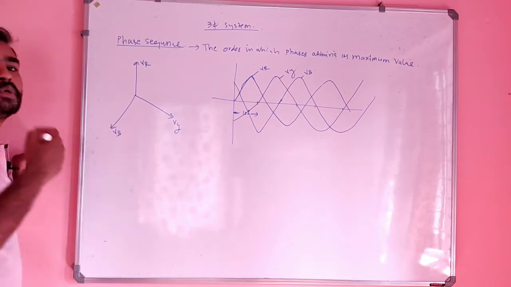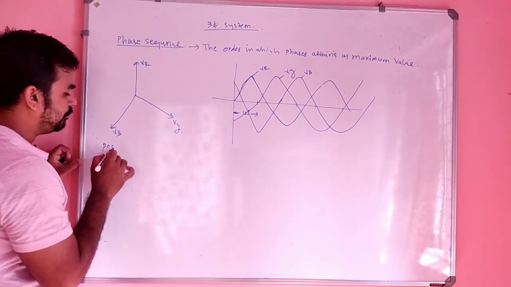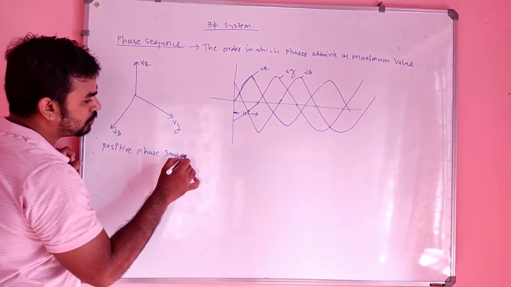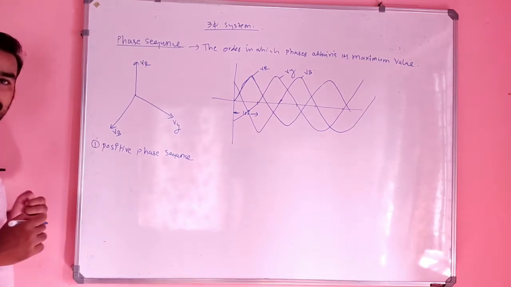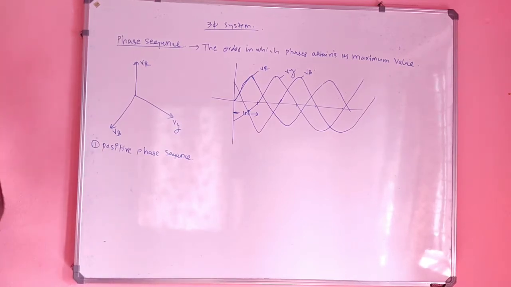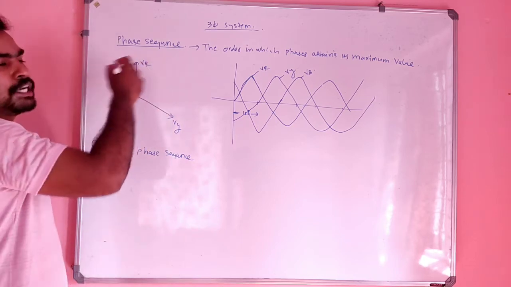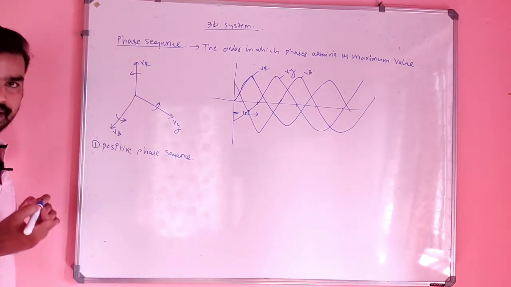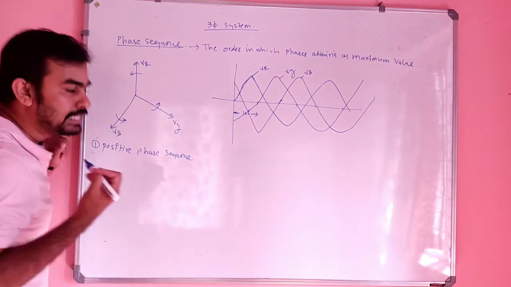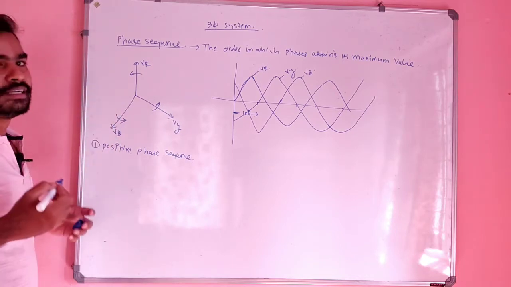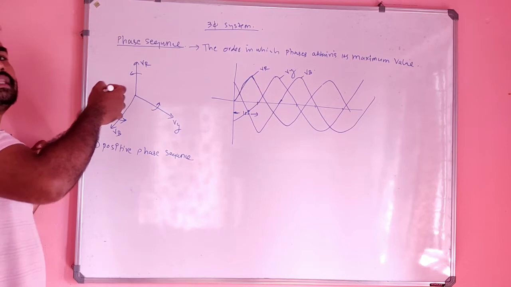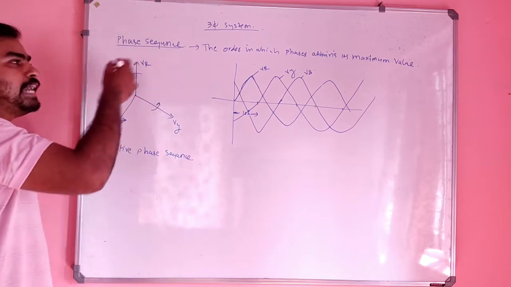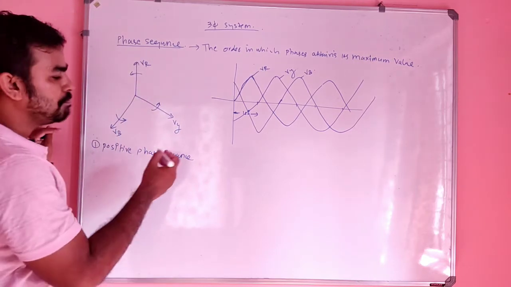So there are two phase sequences. First is nothing but positive sequence. I will explain that. Positive phase sequence. First is positive phase sequence. Positive phase sequence means if the vectors are rotating in anti-clockwise direction, so we can say that positive phase sequence means what? If the phasors, or the voltages or the currents, normally this is called phasors, if the phasors are rotating in anti-clockwise direction, then it is called the positive phase sequence.